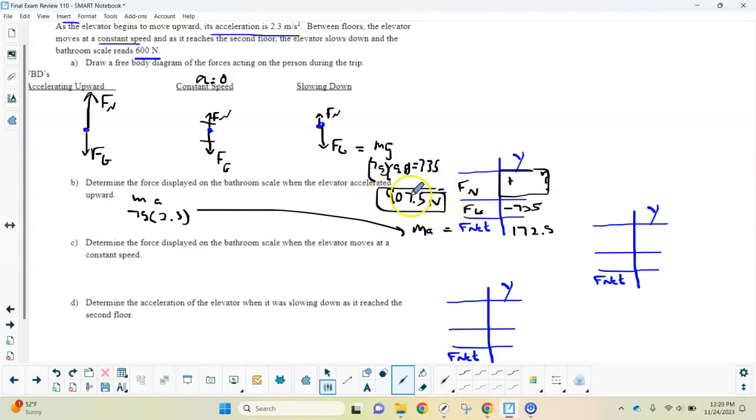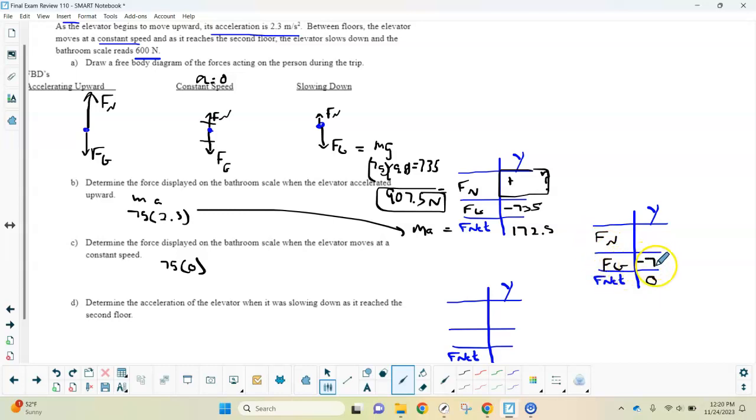For the second one, we already talked through that these have to be balanced. So if it's balanced, the acceleration is 0. So if you put a 0 in here, it'd be 75 times 0, which is just going to get you 0 for the net force. So the net force is 0 here. We still got normal force and gravity.